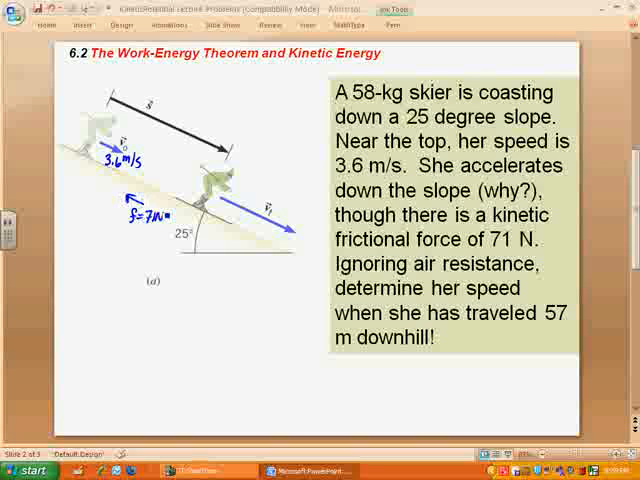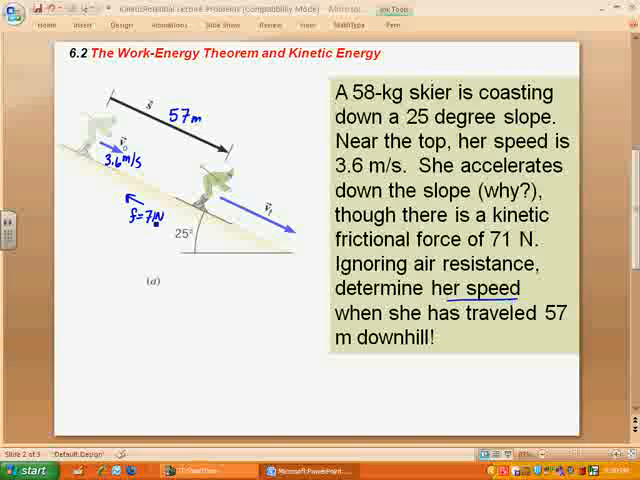This should look somewhat like the last question. We've got a displacement, we're looking at some forces, we've got an initial speed, and we're getting a final speed. So it should make sense that we can use the same ideas as last time.